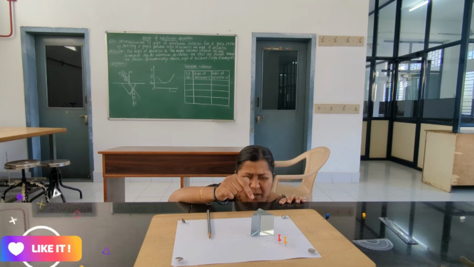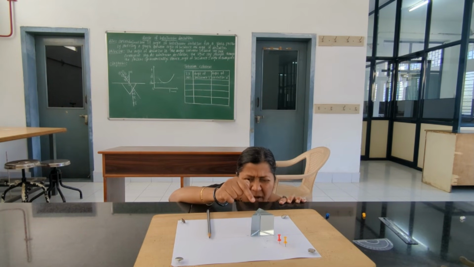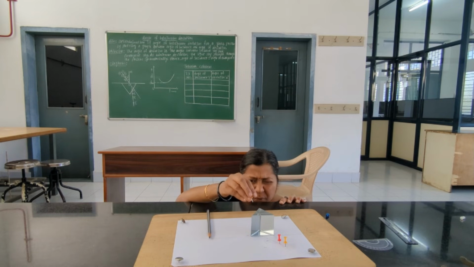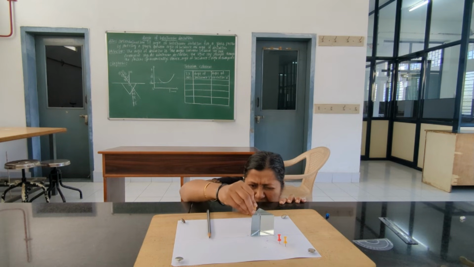Then put a third pin on the other side, the blue color one which I have put. When I put this one, I should not be able to see the red and yellow ones. Now again, looking through these three pins, I should put a fourth pin such that after putting it, I should not be able to see the remaining three pins.